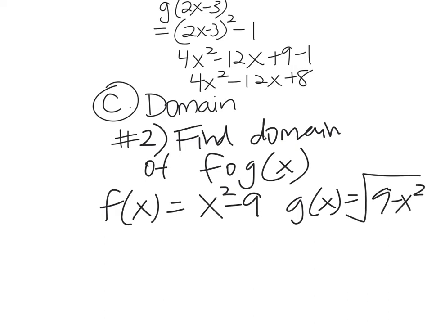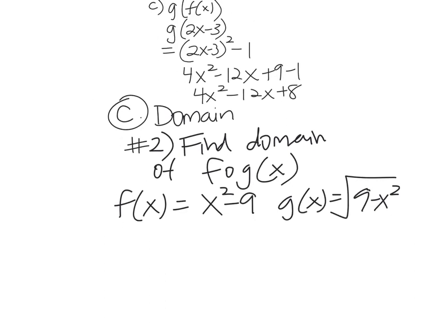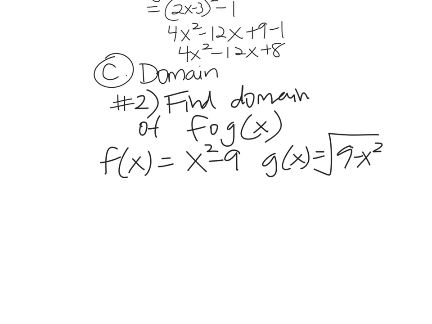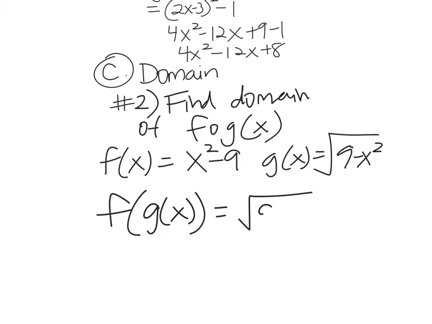Okay. So let's talk about this. Find the domain of this, okay? Now, if you were to evaluate this, if you were to do f of g of x, and you were to find out what it's equal to, you would take this function g of x, and you'd plug it into function f. So it would be the square root of 9 minus x squared, all of that is being plugged in for this x right here, so it's being squared, and you subtract 9. Do you see that? It's a little complicated, more complicated than the last one.